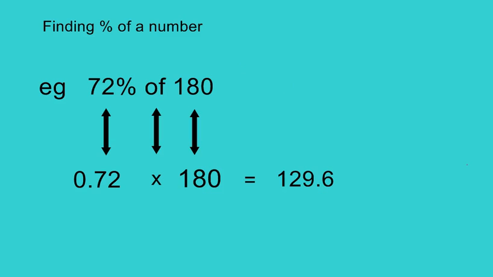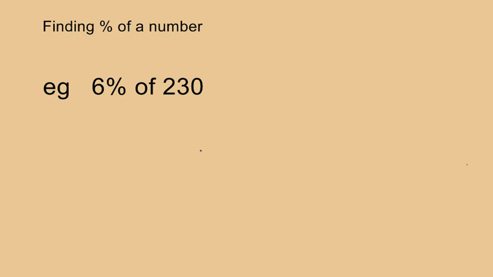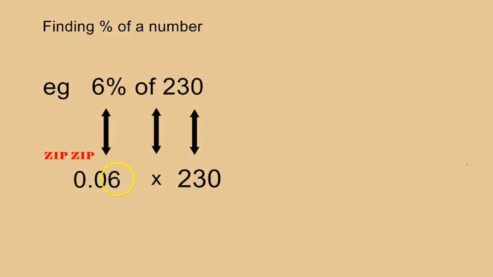Let's have a look at one more. 6% of 230. I chose 6% because I'm trying to catch out you people out there who are mistakenly thinking that 6% as a decimal is you just stick a decimal point in front of the number. No, you do not. 6% as a decimal is 0.06. Zip, zip. Decimal point goes here, 0 in the placeholder. The "of" becomes the times, the 230 just goes along for the ride.